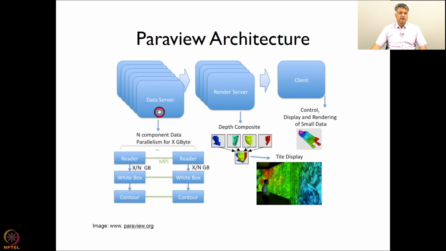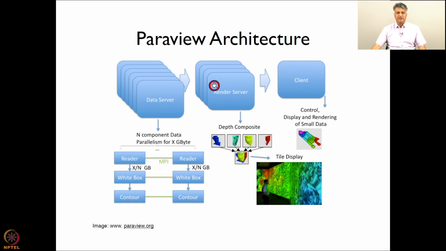And then the data is manipulated by whatever manipulations you would like, in terms of transforming it to the view that you would particularly like. Once those transformations are done, they're given to the render server. The render server then actually creates the image which needs to be displayed on the monitor, and this is finally given to the client.